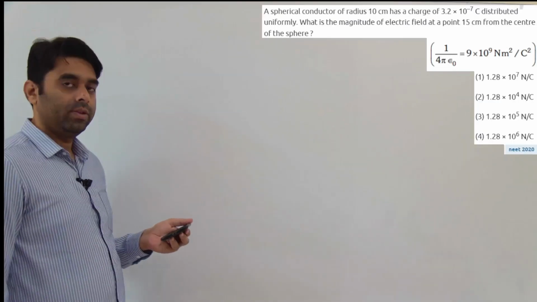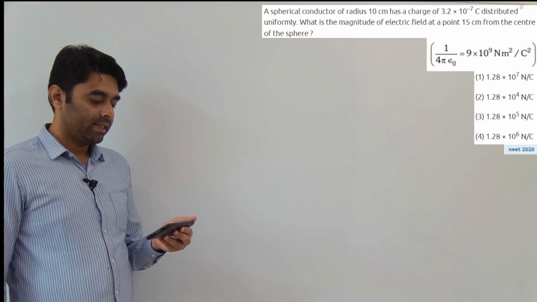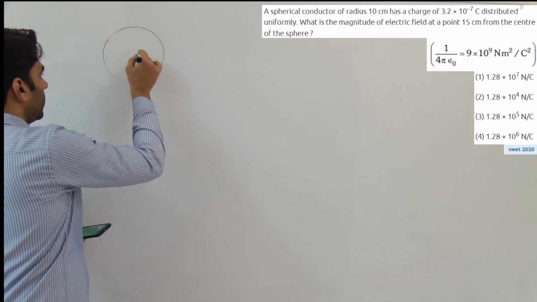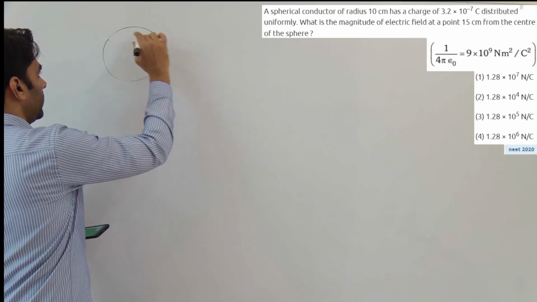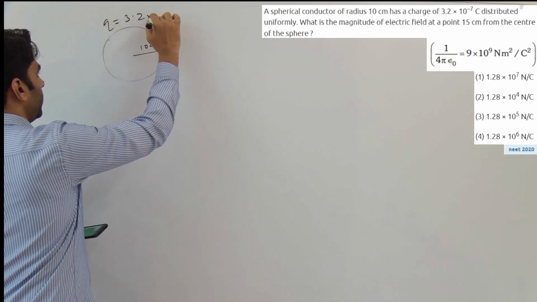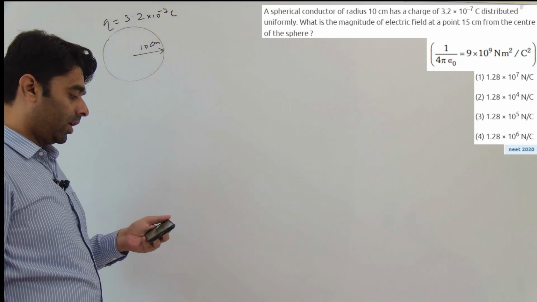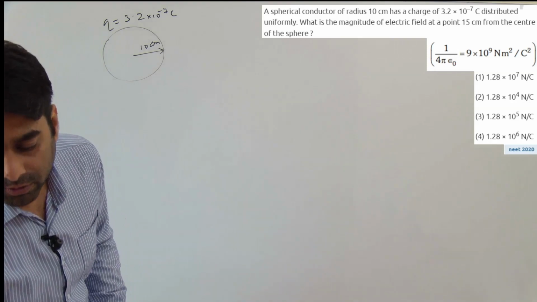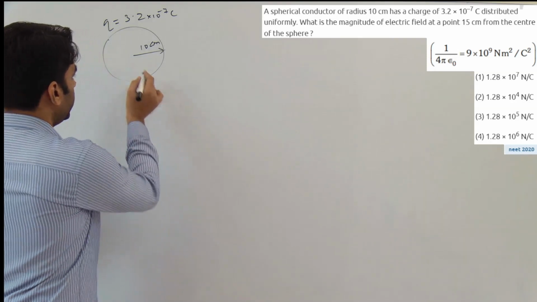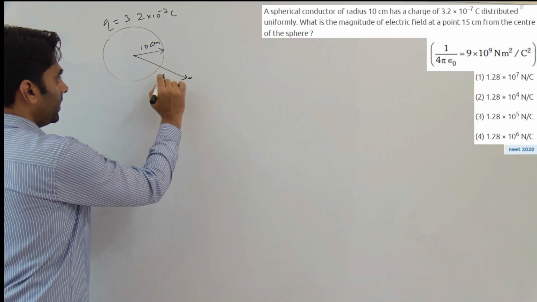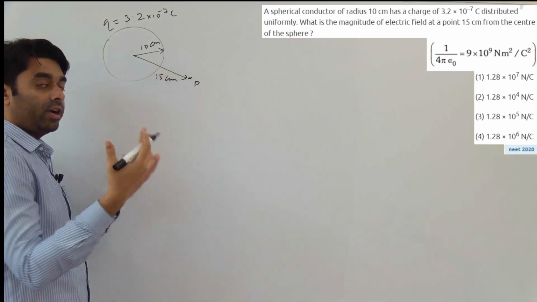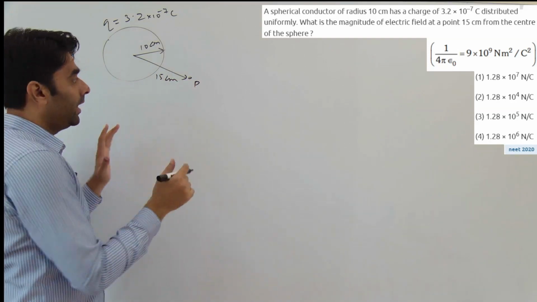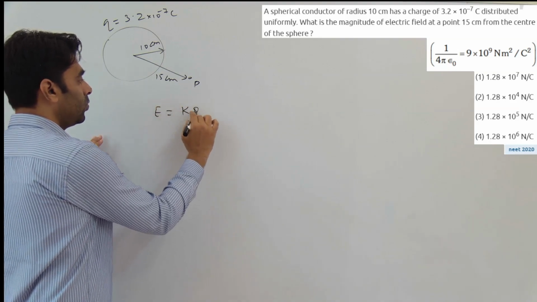Our next question says, a spherical conductor of radius 10 centimeter has a charge 3.2 into 10 power minus 7 coulomb. Spherical conductor, radius is 10 centimeter and charge is 3.2 into 10 power minus 7 coulomb. This is what is given. What is the magnitude of electric field at a point 15 centimeter from the center of the sphere? K value is given, 1 by 4 pi epsilon naught value is given. 15 centimeter will be where? Outside point, obviously. And for outside point, what is the electric field due to a sphere, whether hollow or solid? It is given as kq by r square.